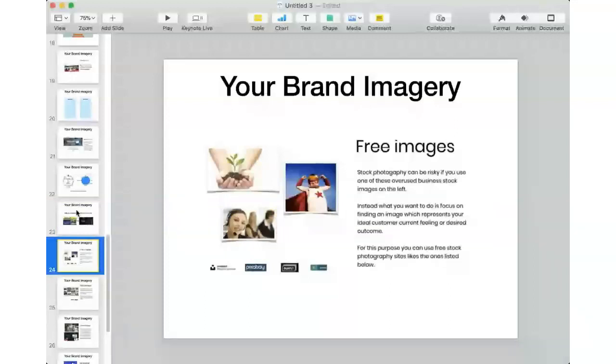All right. Now, the next thing. Where do we find the images? Do y'all understand that what we're doing is looking for two kinds of images? We're looking for an image that represents the current feeling or represents the desired outcome, one or the other. Is that clear to everybody? Does everybody get that?